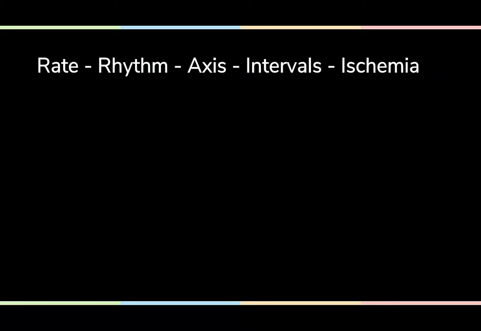So anyways, I think that this is probably the simplest and most ubiquitous approach to ECG interpretation. We're going to look at rate, rhythm, axis, intervals, and signs of ischemia. Can you say that, Ben? I can. Rate, rhythm, axis, intervals, signs of ischemia.